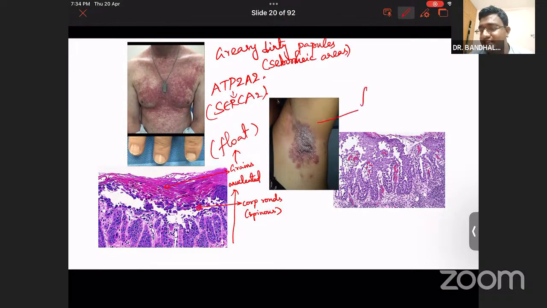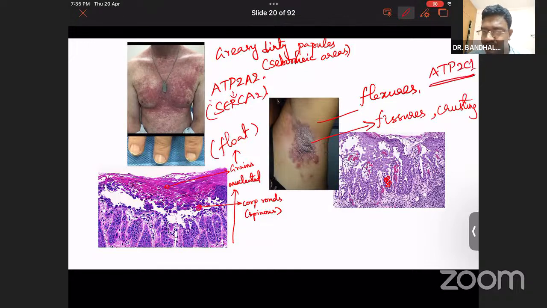This is Hailey-Hailey disease, common in flexures. Here you can make out the dilapidated brick wall. The cells are separate, na? This is the dilapidated brick wall. In flexures, the lesions will be fissures, crusting, and all will be there. The gene is ATP2C1.